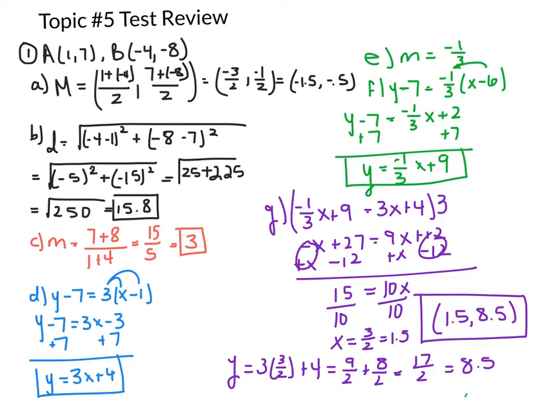Part C asks for the gradient of the line that connects these two. Gradient is the same thing as slope, so I just did the slope formula, and you end up with a slope of 3, or gradient of 3.